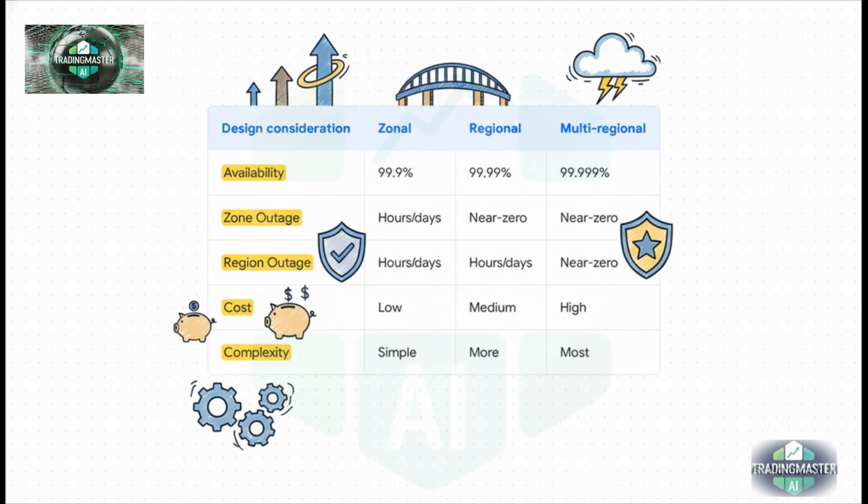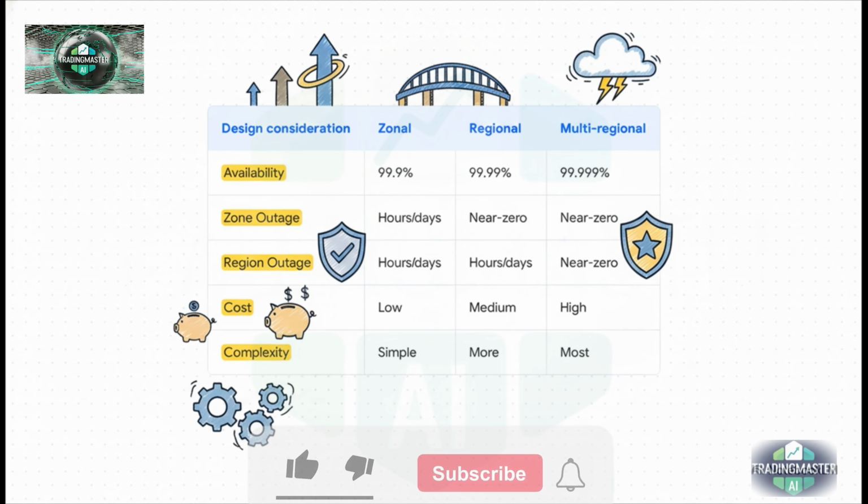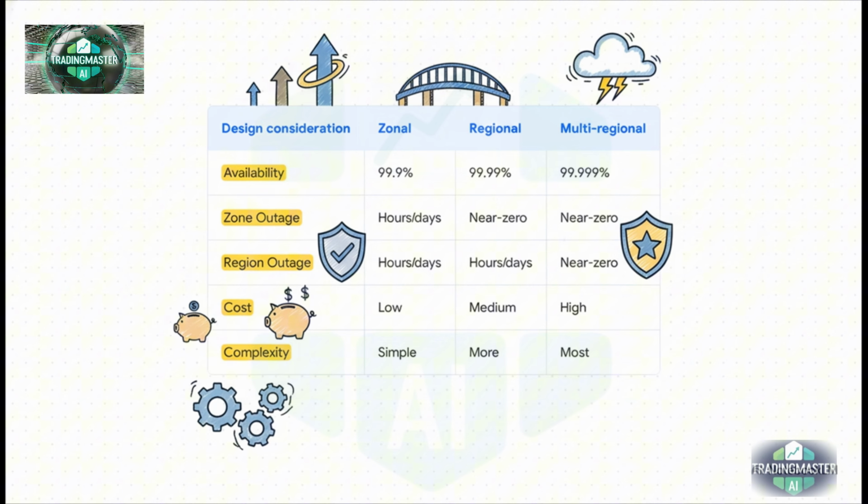A regional setup can survive a zone outage with a near-zero recovery time objective, or RTO. That's basically how fast you have to be back online after a disaster. But to survive a full region outage with that same near-zero RTO, you have no choice but to go multi-regional. And of course, that incredible resilience comes at a price, both in dollars and in operational complexity.